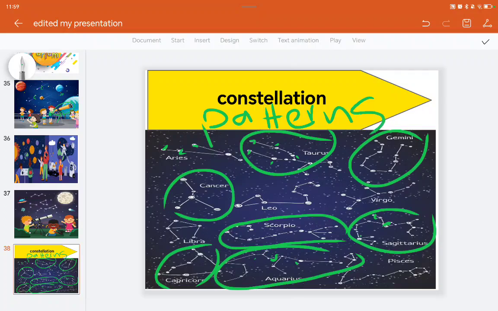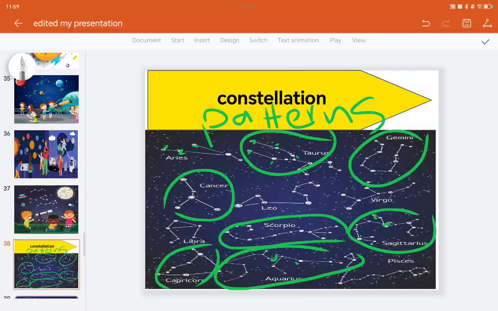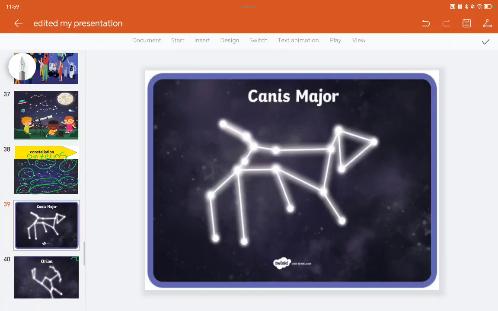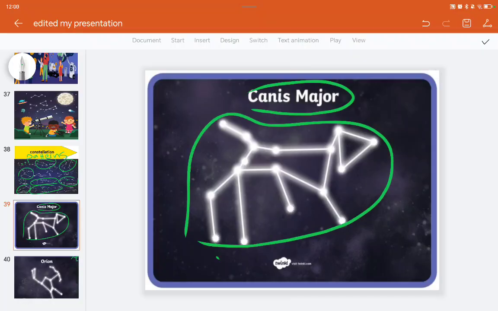Forms patterns. Okay, we have a lot of patterns, but we will talk about just two patterns. What are they? First pattern we will talk about is Canis Major. Repeat after me. Canis Major. What does Canis Major look like? You can see it and tell me.